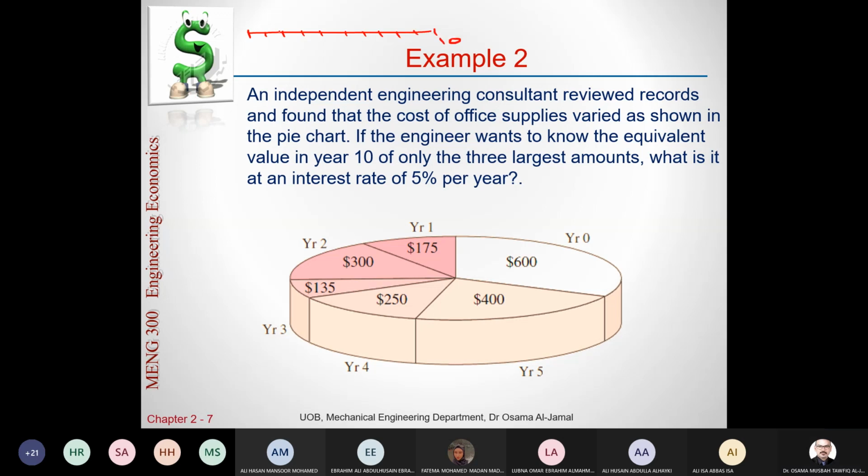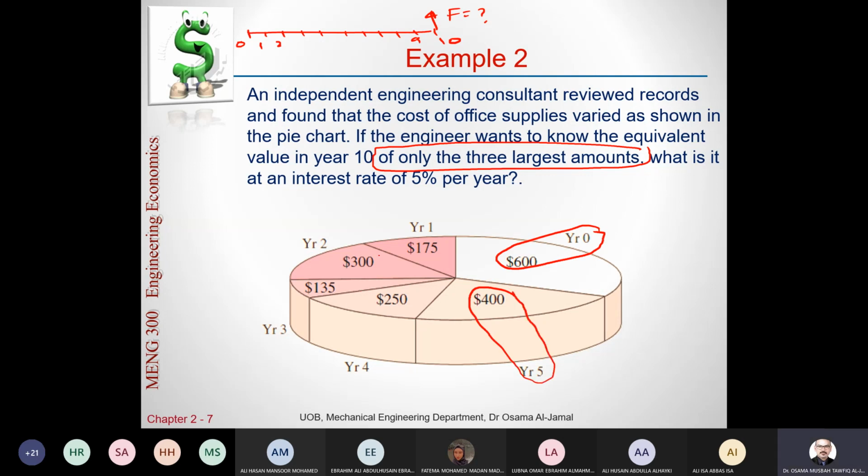Starting from year 0, 1, 2, 3, till the end. So you want to see the equivalent value, which is that F, for all those supplies. If the engineer wants to know the equivalent value in year 10, for what? Only the three largest amounts. So the first largest amount is year 0, 600. Year 5, 400. And year 2, 300.